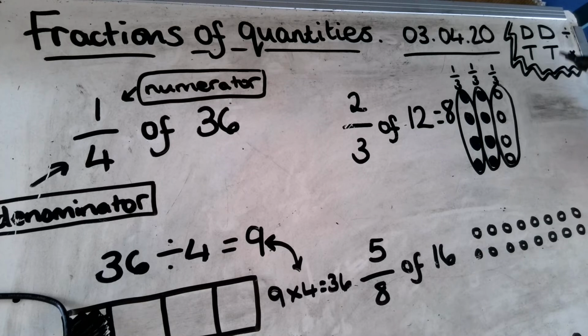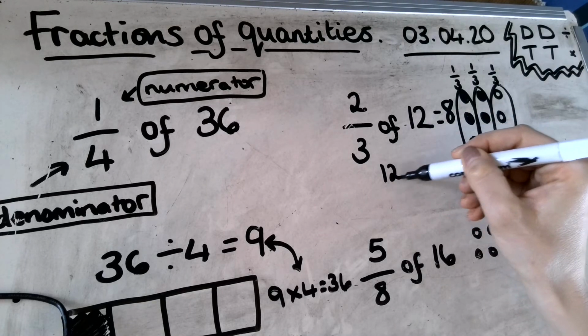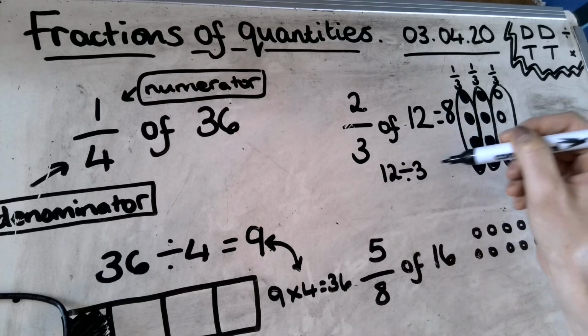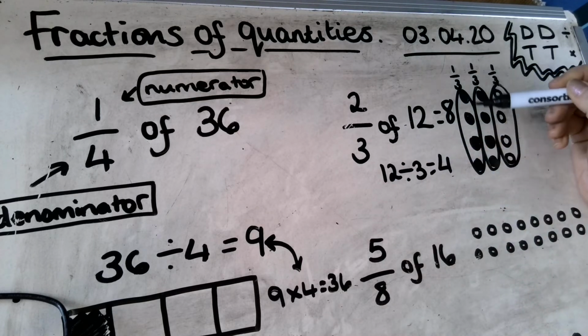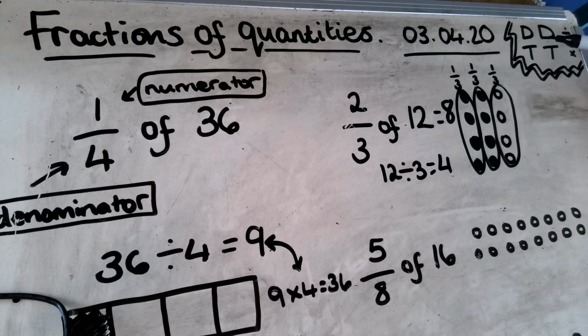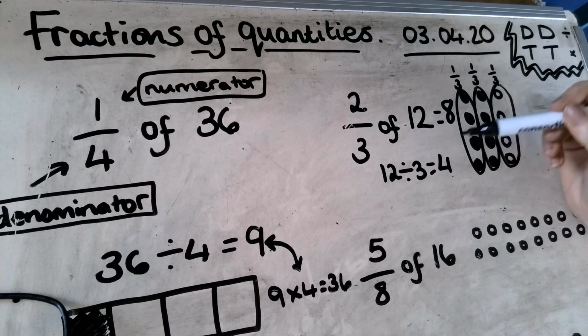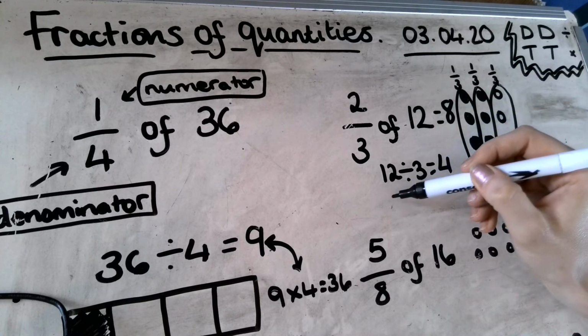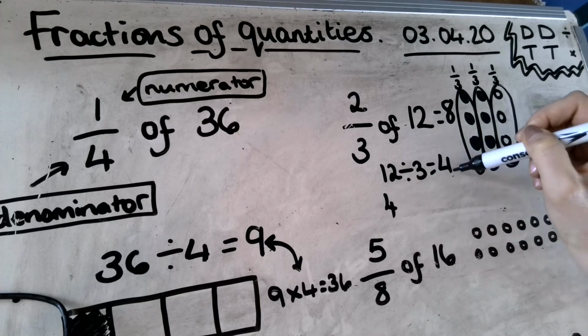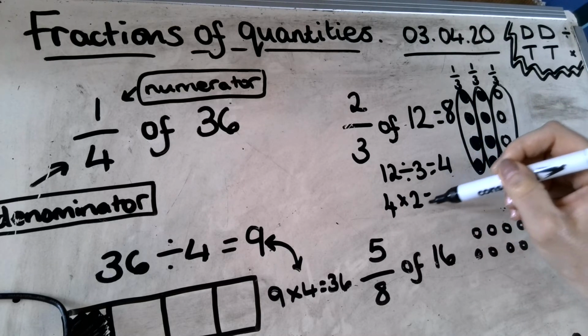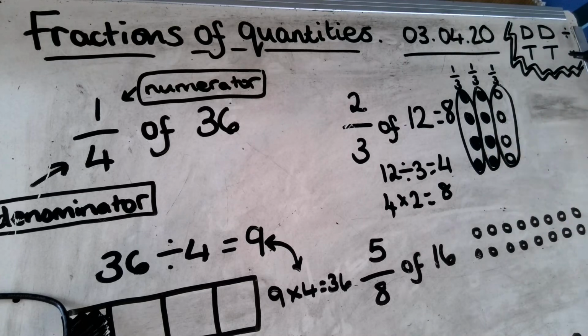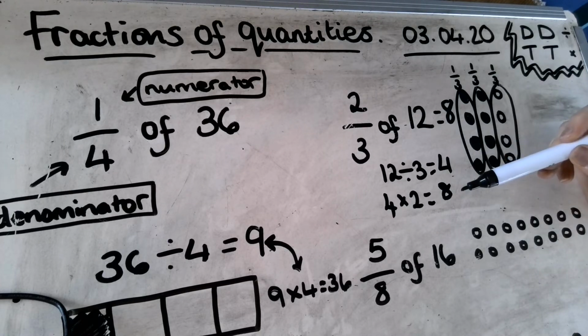We can count, and we know that that is 8 circles there. So what I've done is I've split 12 into 3. I've done 12 divided by 3, which means there are 4 in each group. I've divided by the denominator. And then I want 2 lots of 4. So I then do 4 times 2, which gives me 8. I then times by the top. So there's 2 ways you can do these questions today. You could draw it, or you could do the mathematical sentences here.